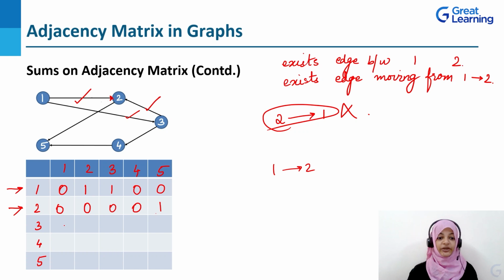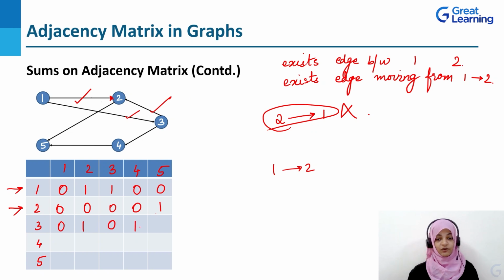So now let us look at vertex 3. So as we can see here, there are no edges moving from vertex 3 to vertex 1. There is one edge moving from vertex 3 to vertex 2. There are no edges moving from vertex 3 to itself.